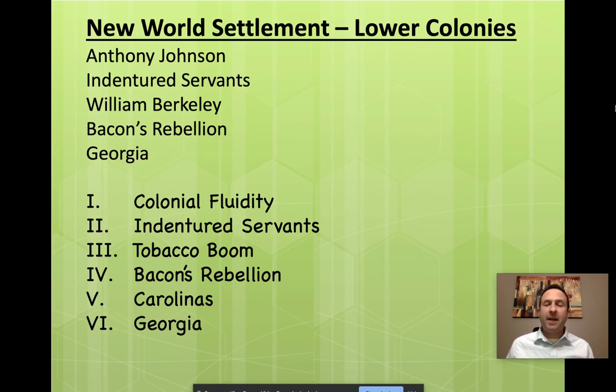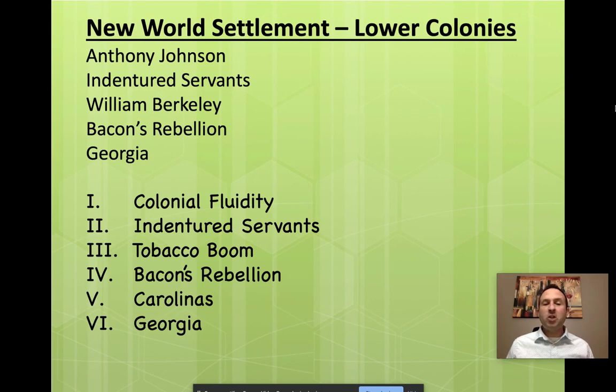Instead of race as a determining factor of freedom, wealth, equality, what does determine it is your wealth. How much money you had, how much land you have. Wealth was the determining factor that would determine your freedom and your equality.